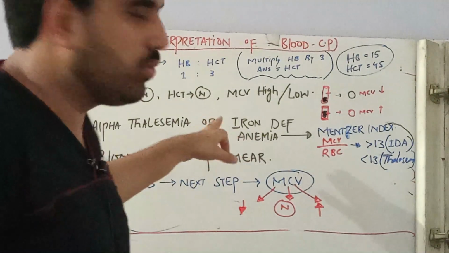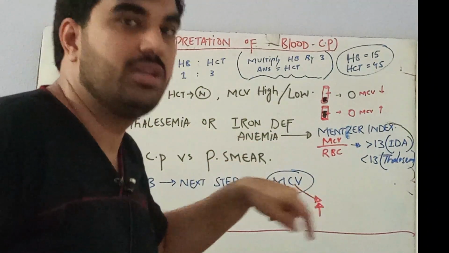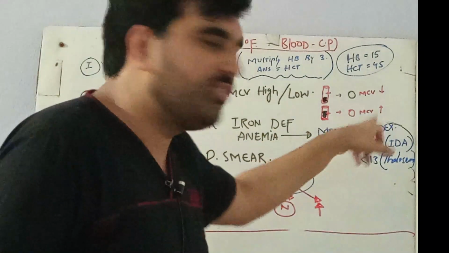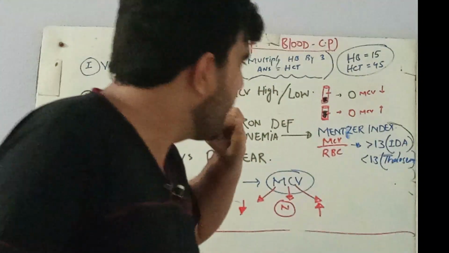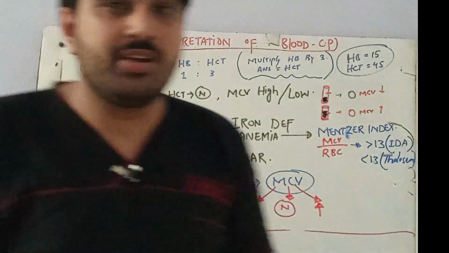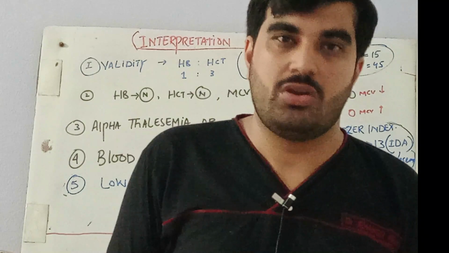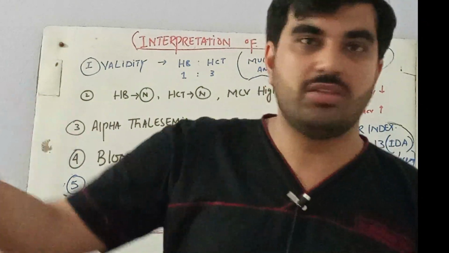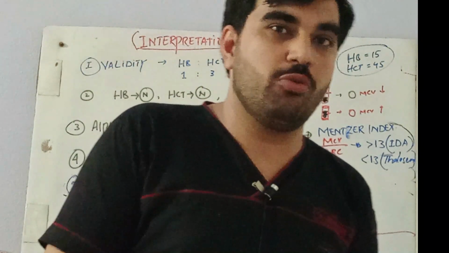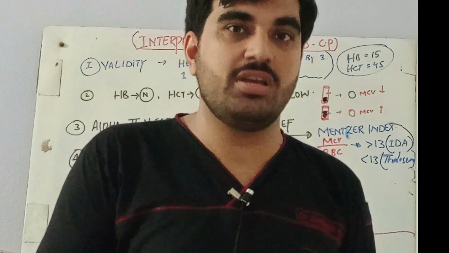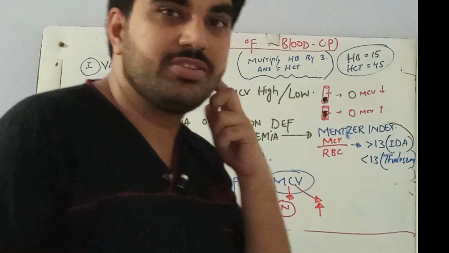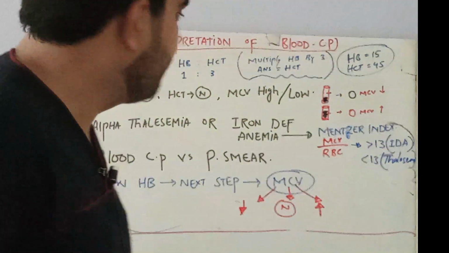Next thing is, how can you diagnose the alpha thalassemia or iron deficiency anemia from the blood CP? Well, the answer to this is the Mentzer index. This will not be the final diagnosis, and this will not be revealed to the patient. A lot of times there are errors in the machine that is doing the blood CP. So before breaking the news of thalassemia, you have to confirm with the iron studies and the serum ferritin and the genetic studies and hemoglobin electrophoresis.